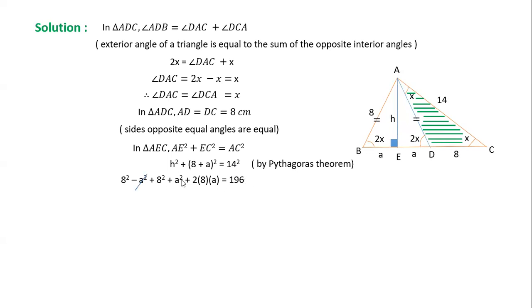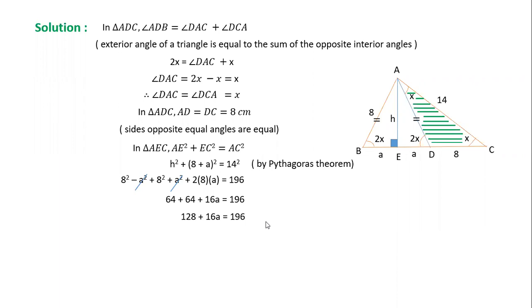So this A square and that A square, they both cancel. And what is left here? 8 square plus 8 square. 8 square is 64, this is also 64. 2 times 8 is 16A, equal to 196. 64 plus 64 is 128, plus 16A is equal to 196.